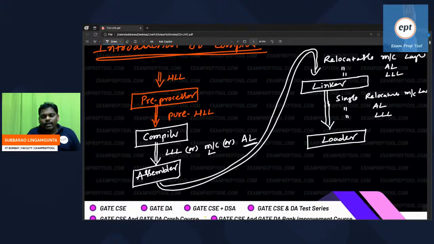So preprocessor will take high level language as input. Output is going to be pure high level language. Compiler will take pure high level language as input. Output is going to be low level language, machine language, and assembly language. Then assembler will produce relocatable machine language or relocatable assembly language or relocatable low level language. That will be given to the linker. Linker will create single relocatable machine language, single assembly language, or single low level language. That will be given to loader.